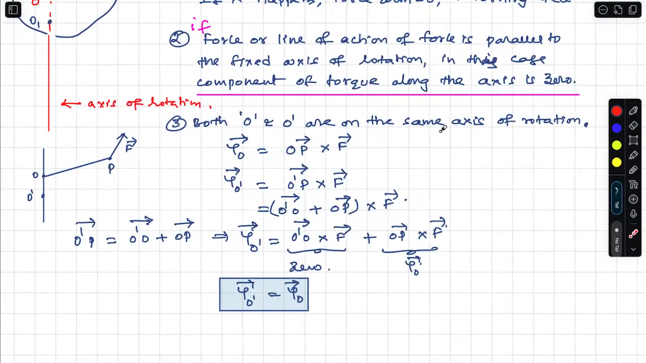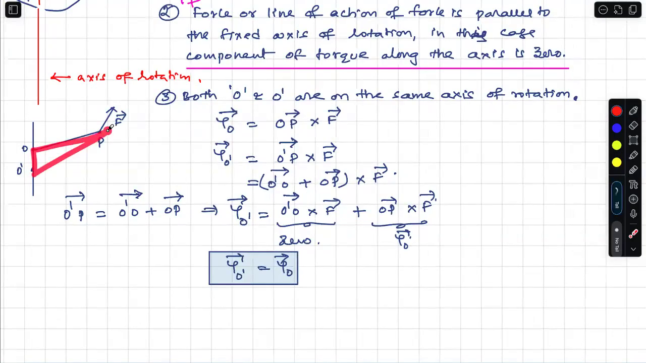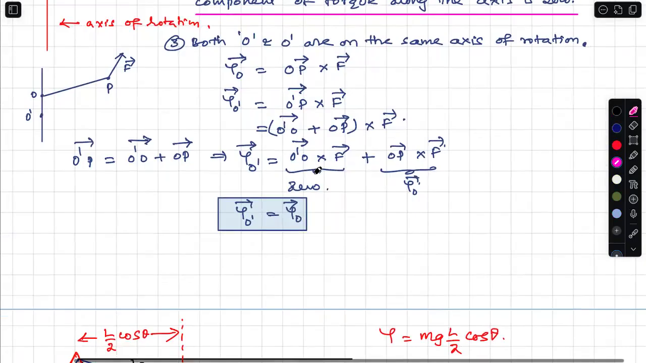If you ask me about the torque about O, I'll simply write torque about O is OP bar cross F bar. Any doubt on this? It's a basic definition. If you ask me about torque about O dash, I will write O dash P bar cross F bar. But please try to understand from this geometry what you can write. O dash P bar is equal to O dash O bar plus OP bar. That I have substituted here. Finally, I will get tau O dash bar is equal to O dash O bar cross F bar plus OP bar cross F bar. Remember, for a fixed axis system, this first term is 0.